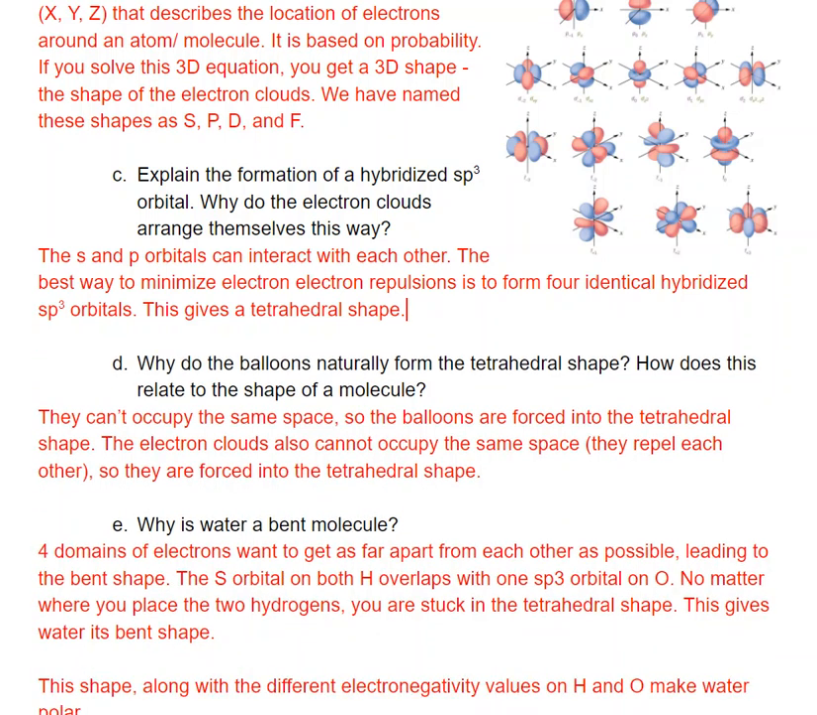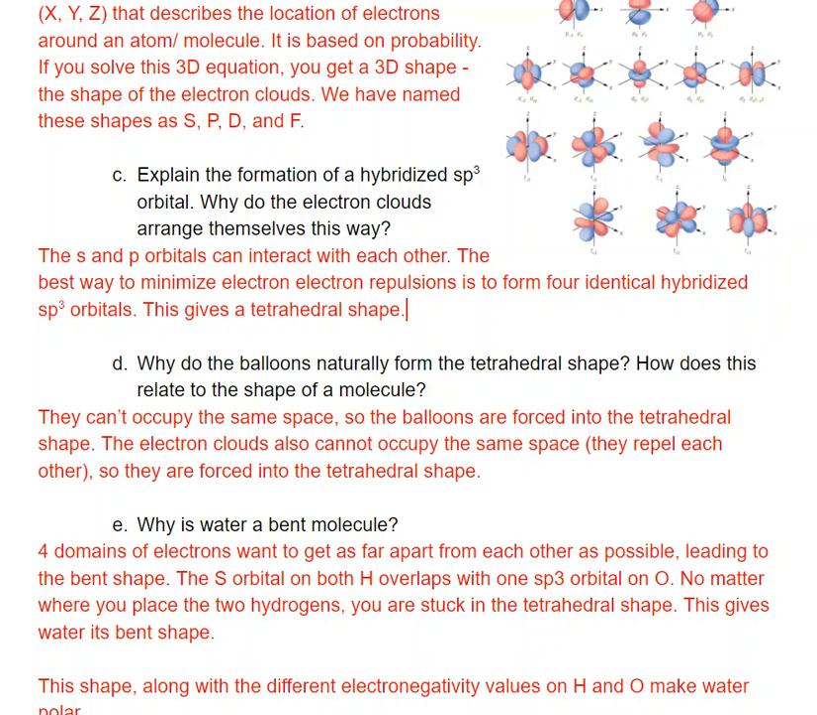Why do the balloons naturally form the tetrahedral shape? How does this relate to the shape of a molecule? So the balloons can't occupy the same space, so they're forced into that tetrahedral shape. So carbon has this tetrahedral shape as the result of sp3 hybridization, allowing it to form those 4 bonds. So the electron clouds also cannot occupy the same space. They repel each other, so they're forced into a tetrahedral shape.